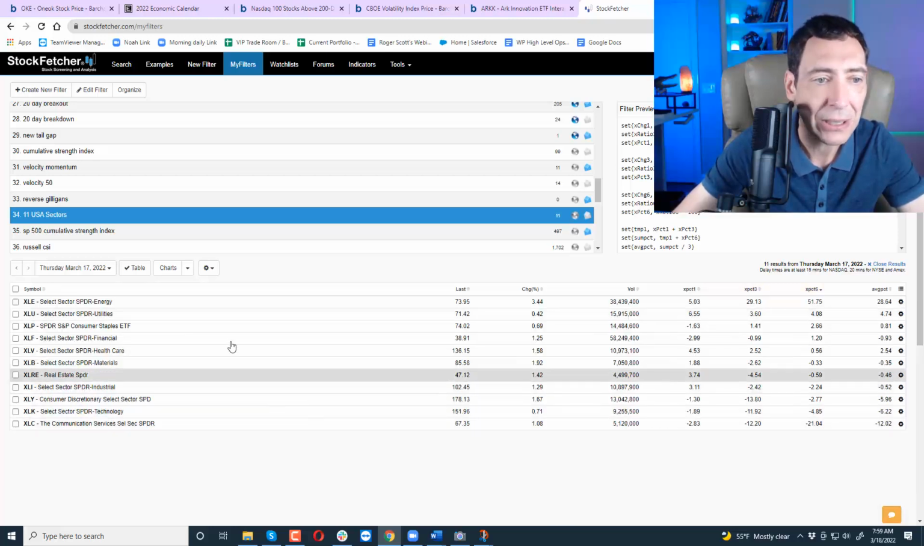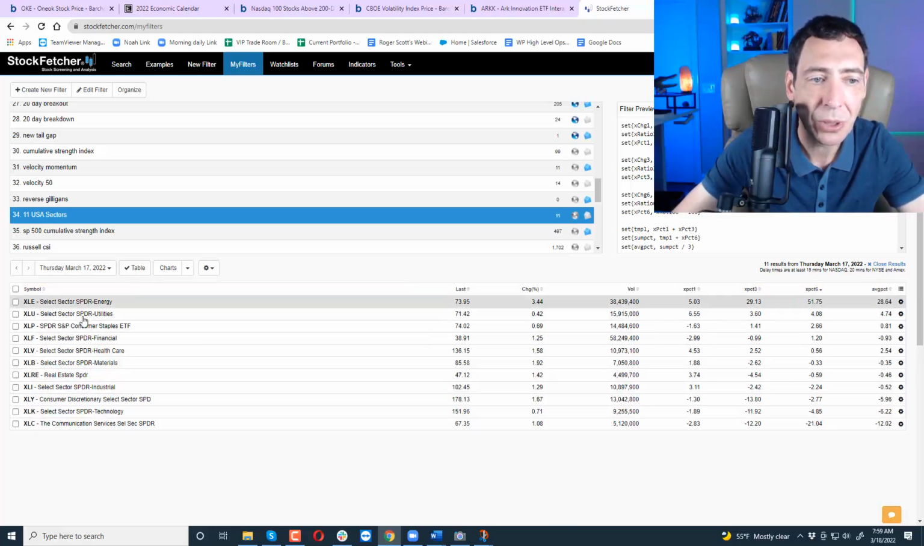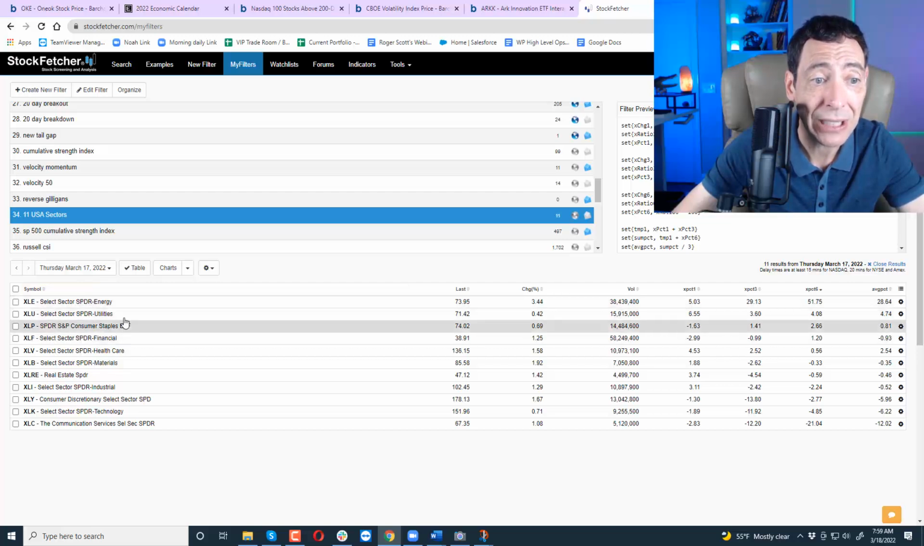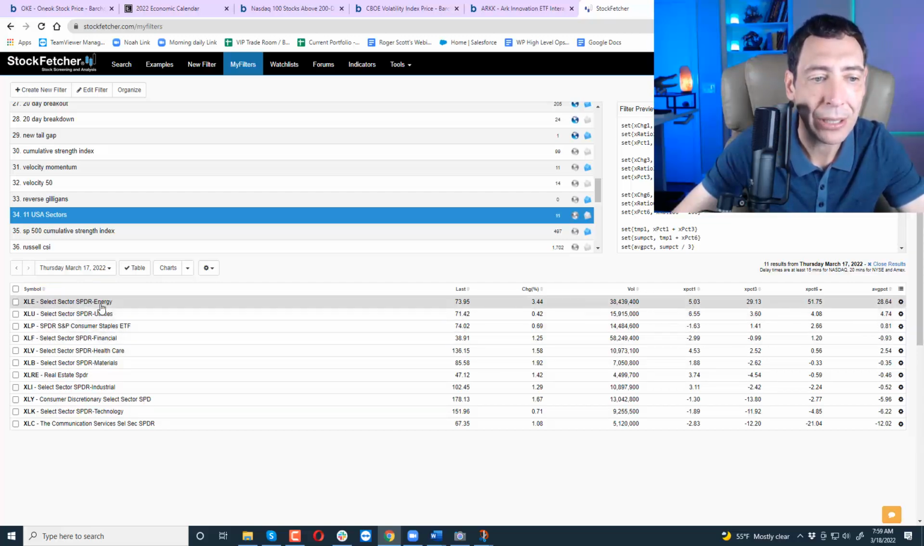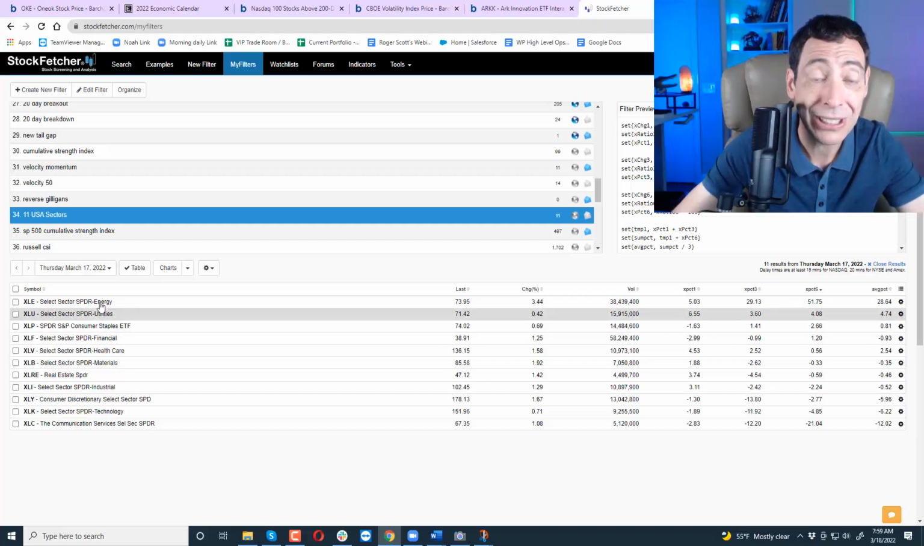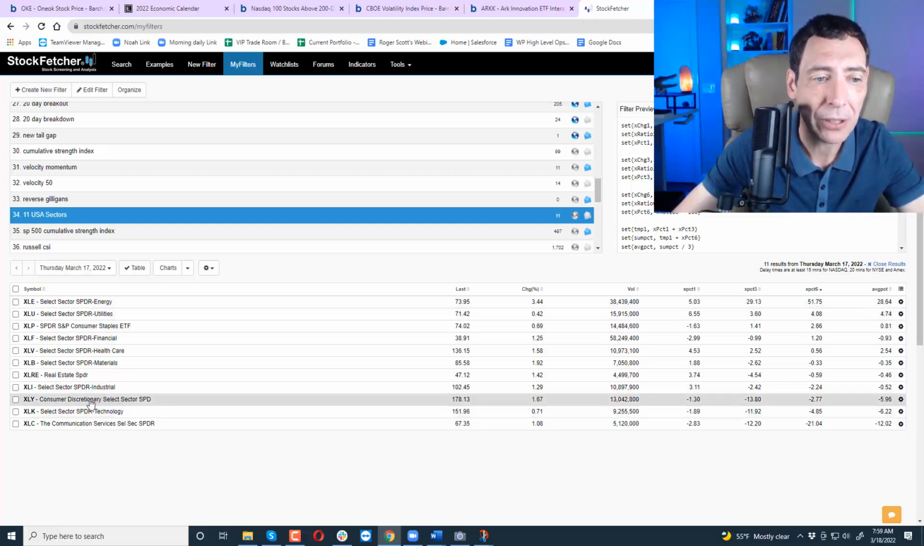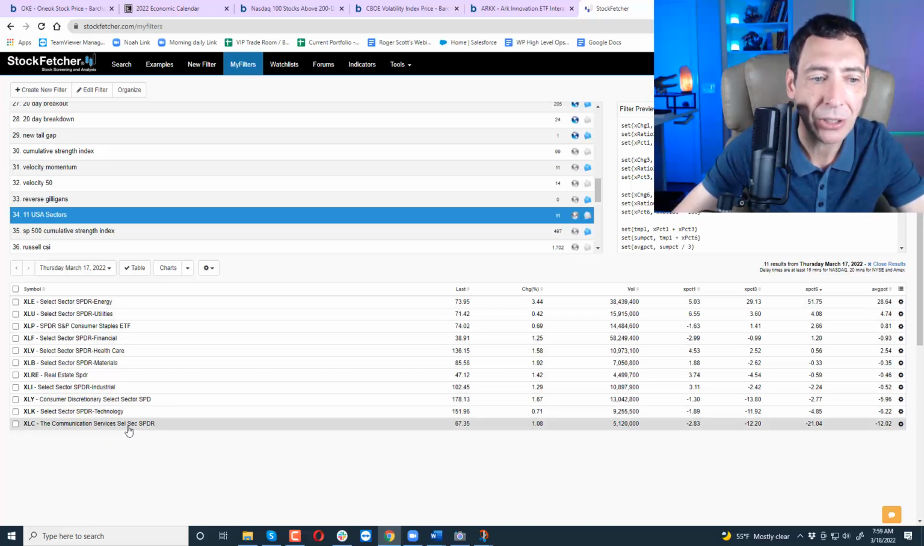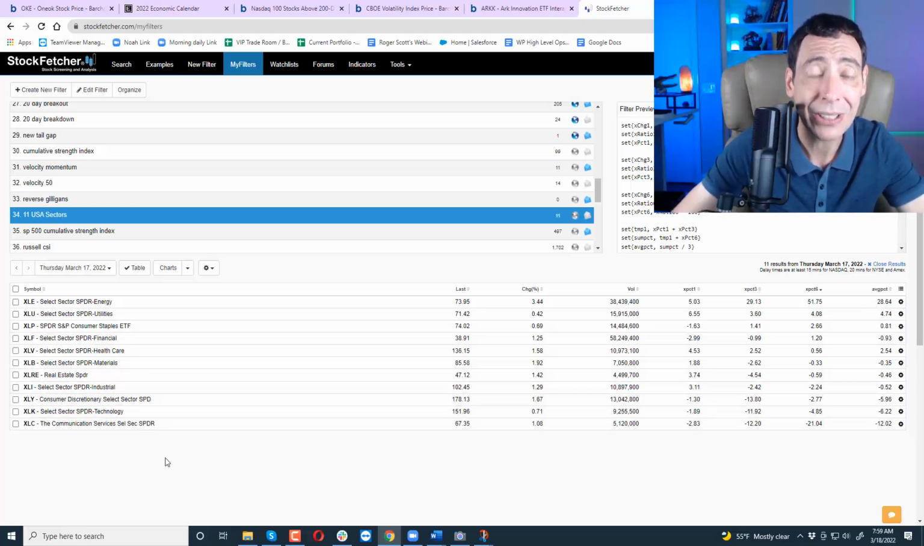On a 6-month basis, energy, utilities, consumer staples, the 3 most defensive sectors. I would stay with this regard. This is the best way to do this right now. That's more likely going to be the future for the foreseeable future. On the downside, we have consumer discretionary, technology, and communication services. Those are the 3 weakest sectors.